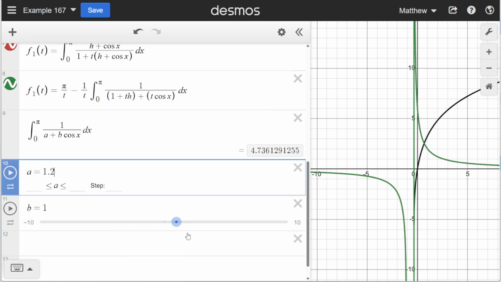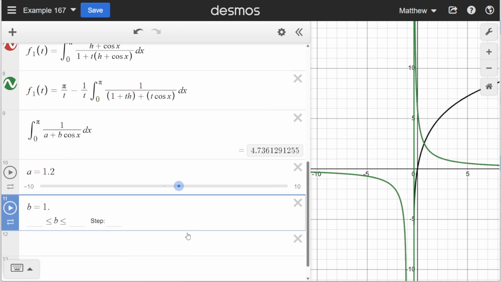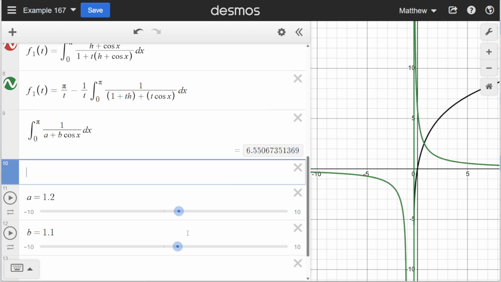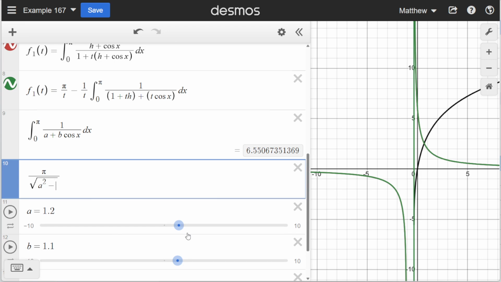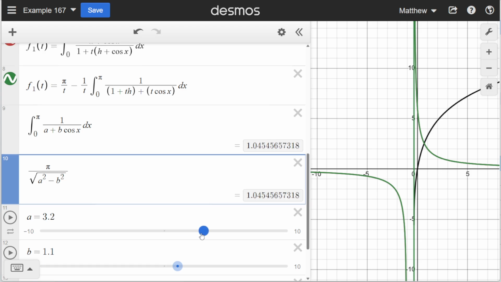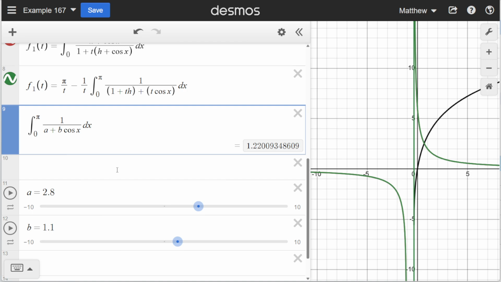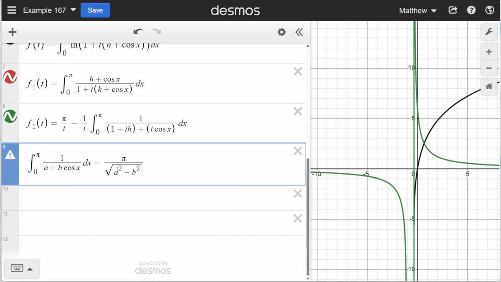Let's put 1.2 and 1.5. Oh, it's undefined. Of course it is. We need b to be less than a. So that's going to be equal to pi over the square root of a squared minus b squared. Let's make sure these things always match up. Yes, that was the formula I developed. So we can say that this is true with certain restrictions. Obviously, we need this to be greater than 0: a squared minus b squared has to be greater than 0.